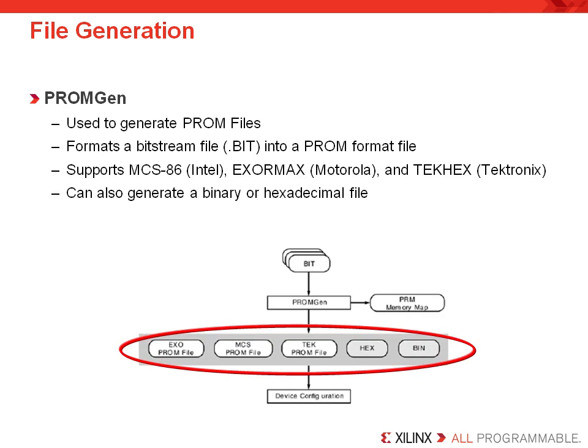The third utility I want to talk about is the PROMGen utility. It's used to generate a wide range of PROM files. Supported files include the MCS-86 from Intel, the EXORmax from Motorola, and the TekHex from Tektronix. This utility can also make binary and hexadecimal files for other PROM vendors.